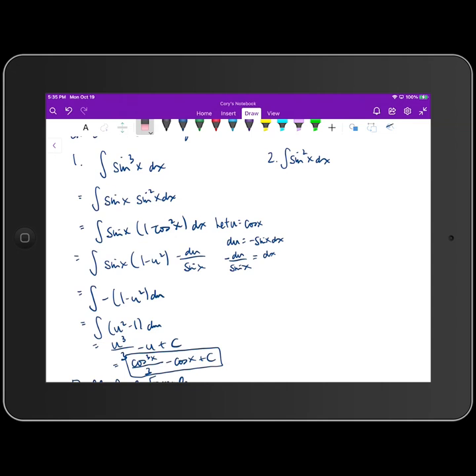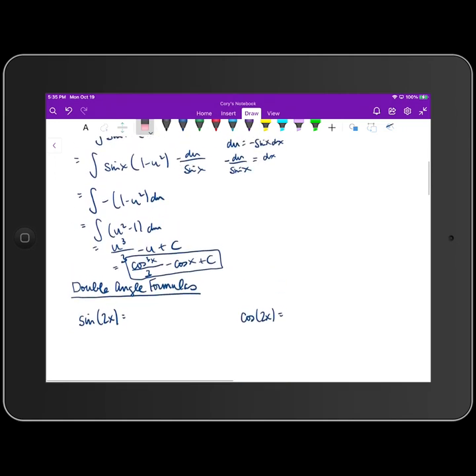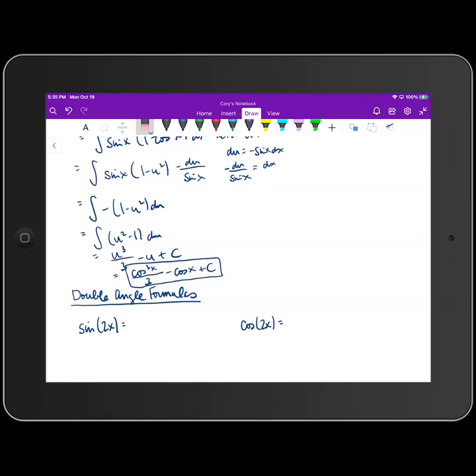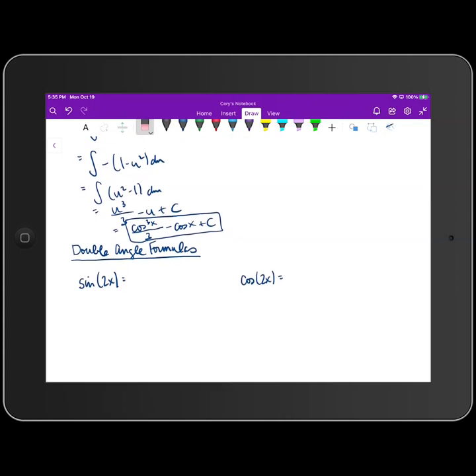Okay, so we're going to take a look at some stuff that we've learned in the past and how we can use formulas that we've looked at back in trig to help us integrate functions of this type. Okay, so we have double angle formulas. The one you should be aware of, the one that gets used a lot in trig, is the sine of 2x. You should know that that's going to be equal to 2 times the sine of x times the cosine of x.